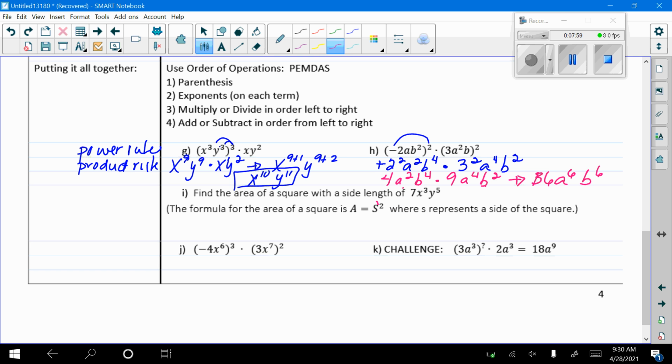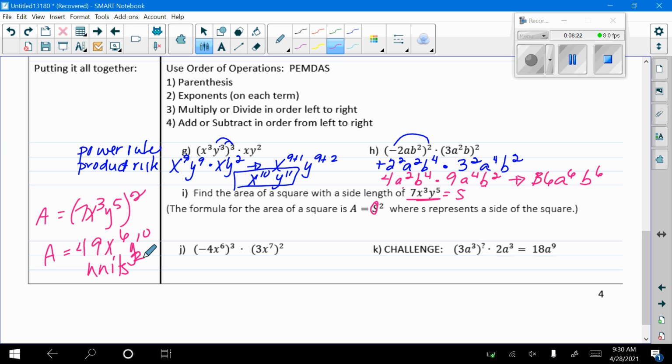This one, area is side squared. My side is this. It's going to be area equals 7x to the 3rd, y to the 5th squared, which is 49, x to the 6th, y to the 10th. And that's going to be units squared.